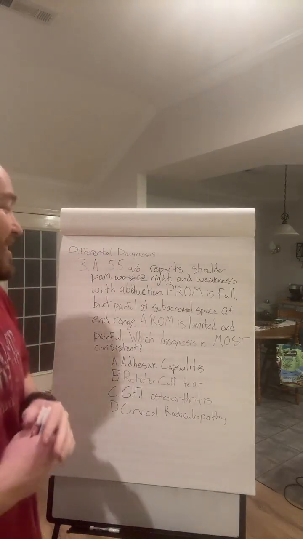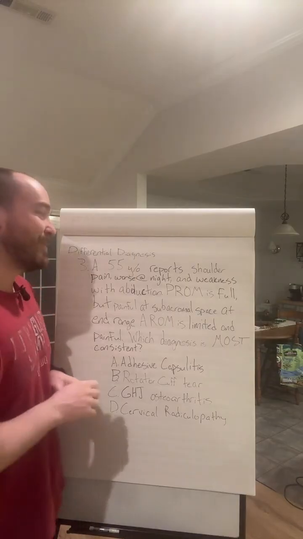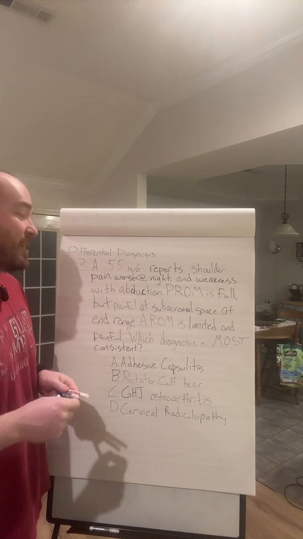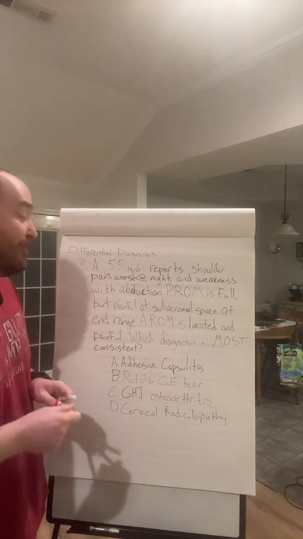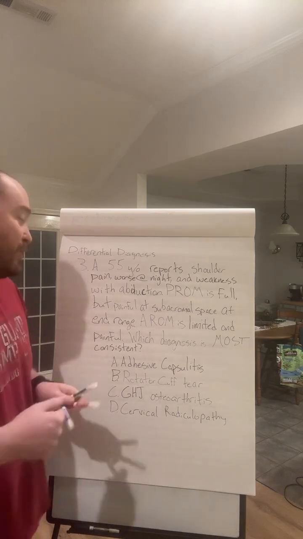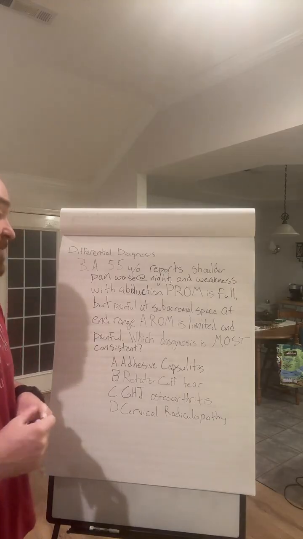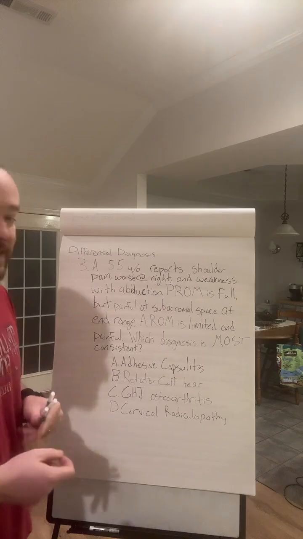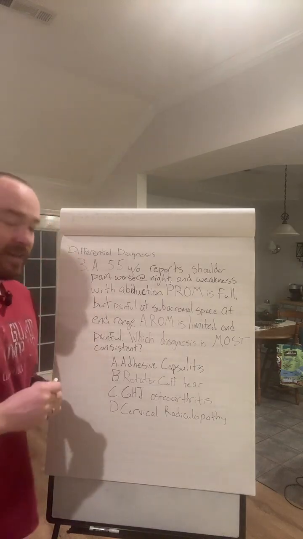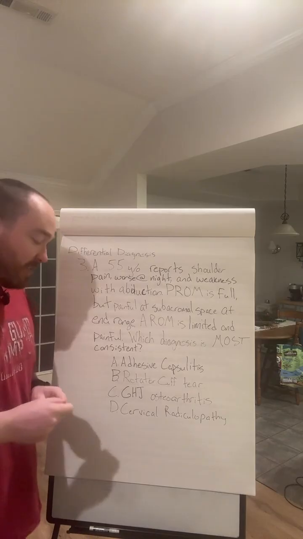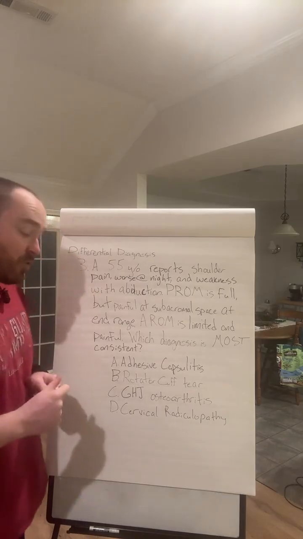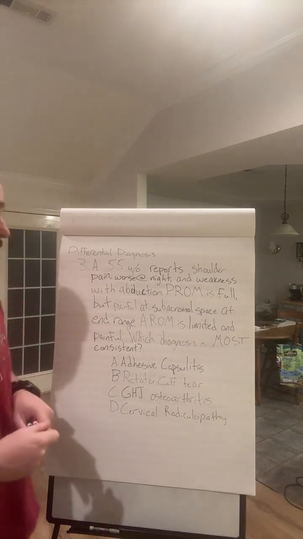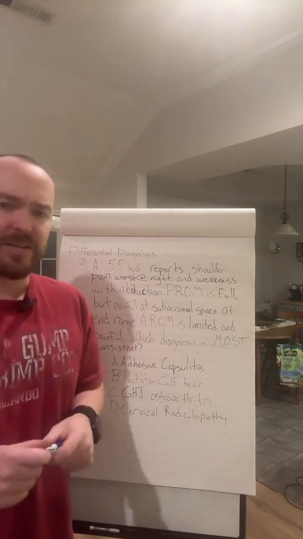Differential diagnosis of musculoskeletal system. A 55-year-old reports shoulder pain, worse at night, and weakness with abduction. Passive range of motion is full, but painful at the subacromial space at end range. Active range of motion is limited and painful. Which diagnosis is most consistent? A, adhesive capsulitis, B, rotator cuff tear, C, glenohumeral joint osteoarthritis, or D, cervical radiculopathy. You guys go ahead and put your answers in the chat.